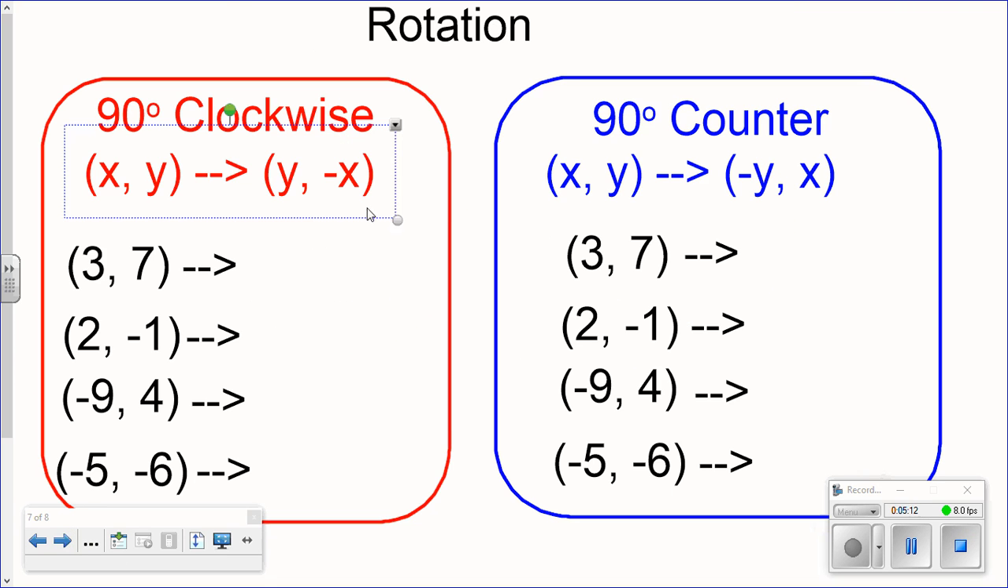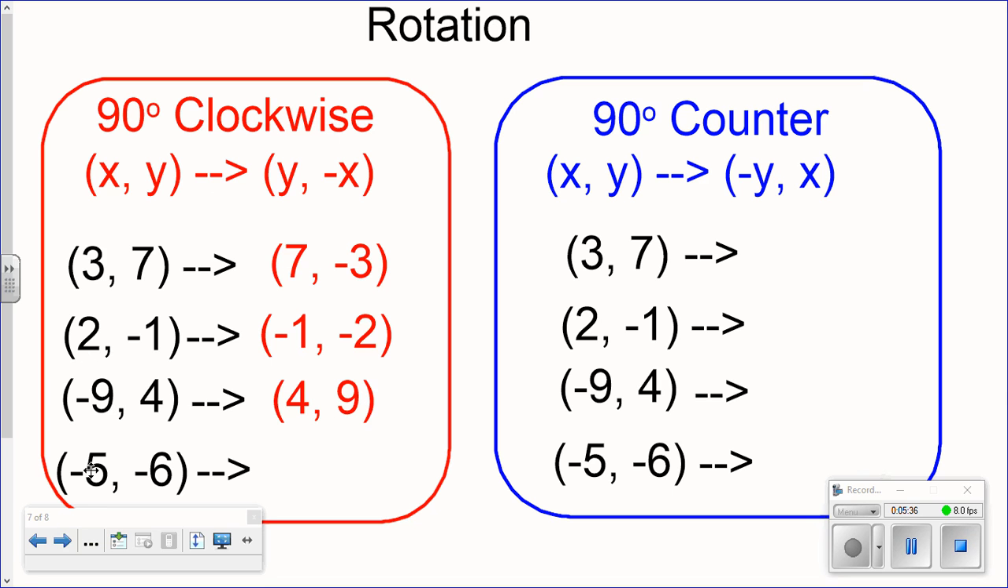So if we're changing this and going to 90 degrees clockwise, that means we multiply the x by negative 1 and rotate them. So multiply 3 by negative 1 and rotate them. 7, negative 3. Multiply the 2 by negative 1 before we rotate, and it's negative 1 to negative 2. Multiply the negative 9 by negative 1, that gets us positive 9, and negative 5 times negative 1 gets us positive 5.